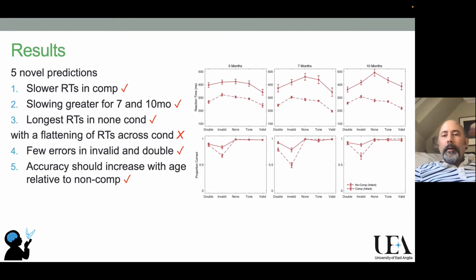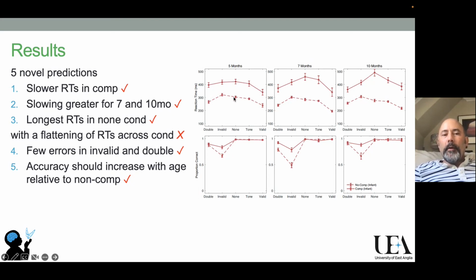Okay, here are the data from this new experiment. Shown in the dashed lines are the standard non-competitive conditions. So these are conditions from the original Iowa paper. The solid lines are the competitive conditions, which are the new conditions where the fixation stays on. You've got 5-month-olds, 7-month-olds, 10-month-olds across the panels, RTs at the top, and accuracy at the bottom. So if we walk through the predictions, you can see that infants, as predicted by the model, showed slower reaction times in the competitive conditions.